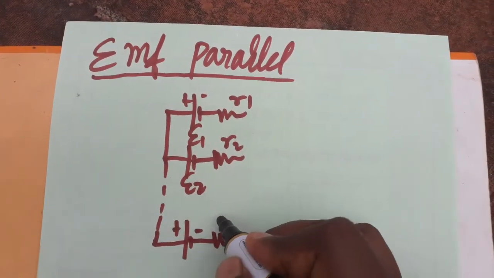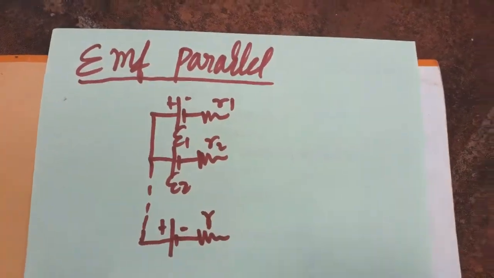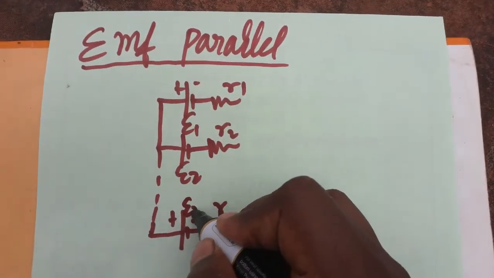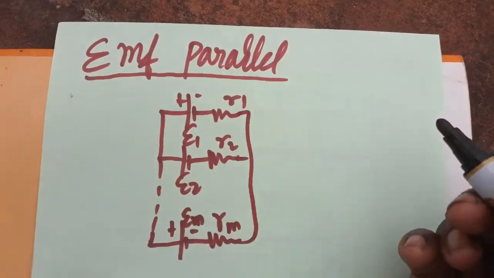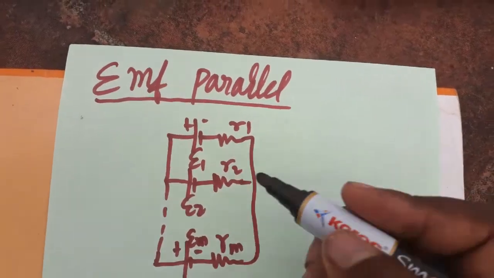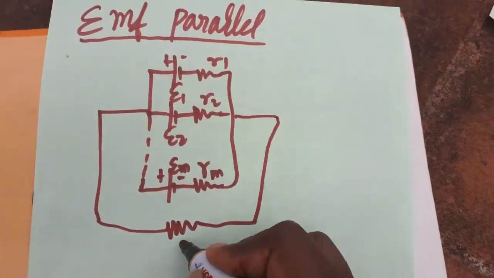So there is a resistance in the Mth row, and an EMF in the Mth row. I have taken M and not N, because for series you take N and for parallel you take M, so that you can understand the difference. I connect them all together with an external resistance, capital R.